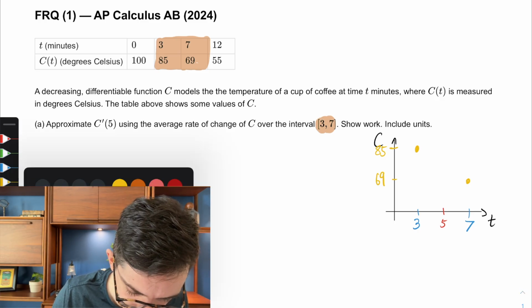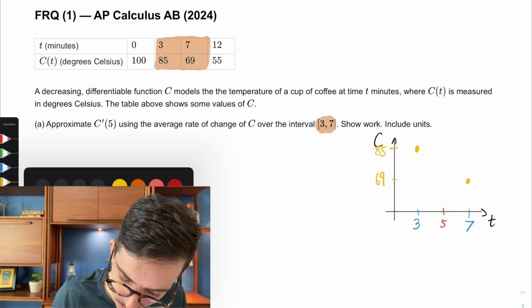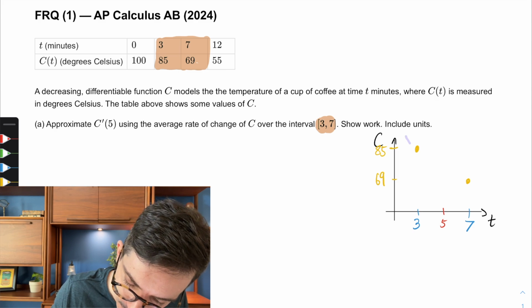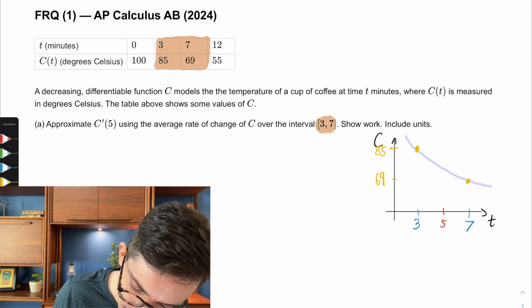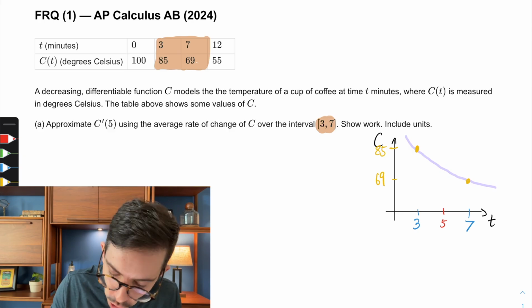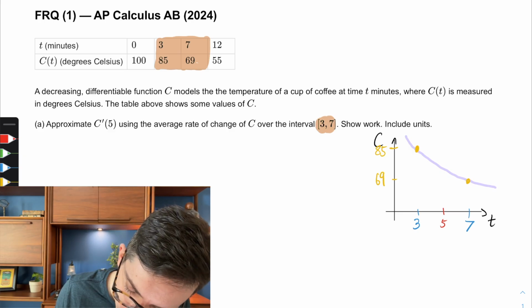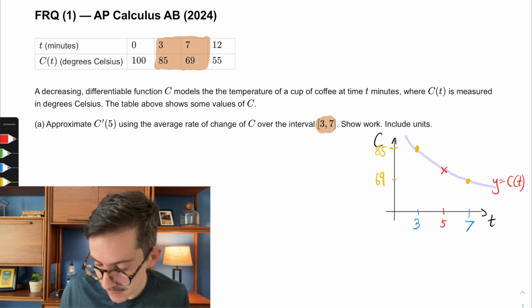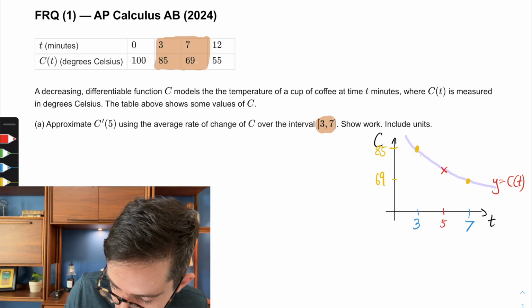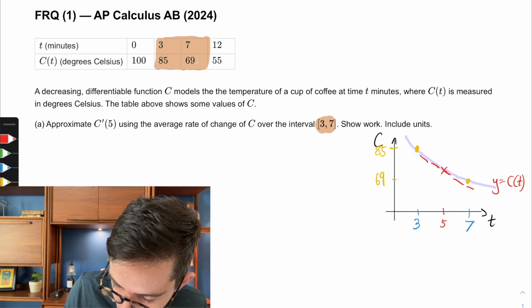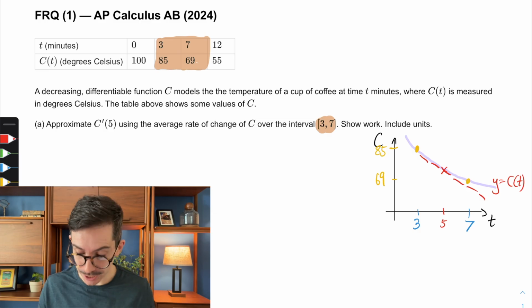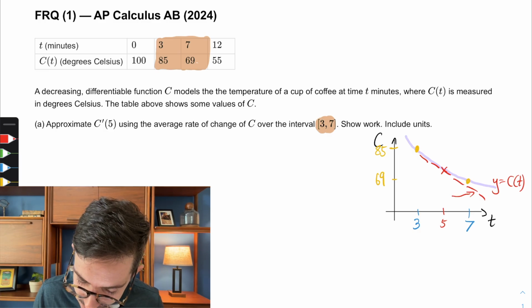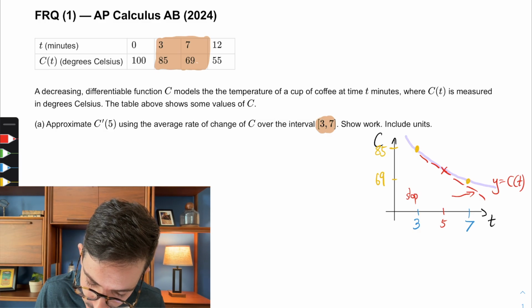So let's say that the curve of our function actually looks something like this. I don't know, I'm making this up, but we have this point on this curve, y equals C of t, right there at t equals 5. And I want to know the slope of that tangent line, because the slope of this tangent line, by definition, is C prime of 5.